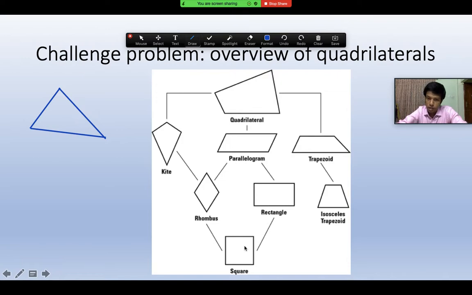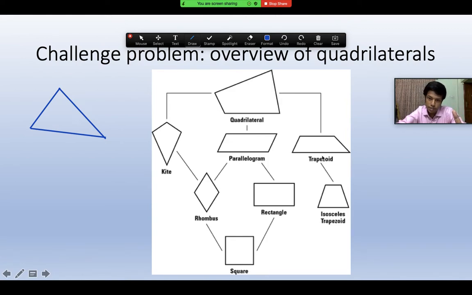For example, square: all sides equal, all angles 90 degrees. Rectangle: not all sides equal, opposite sides parallel and equal, and all angles 90 degrees. Rhombus: all sides equal, but none of the angles is 90 degrees. Parallelogram: opposite sides are parallel to each other, and none of the angles is 90 degrees. Trapezoid: only 2 opposite sides are parallel, and most of the angles are not 90 degrees. But for a trapezoid, some angles can be 90 degrees, no problem.